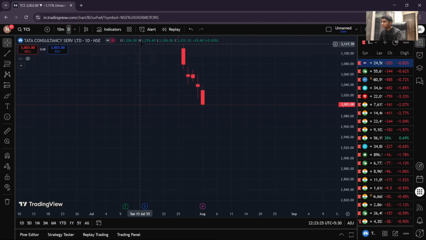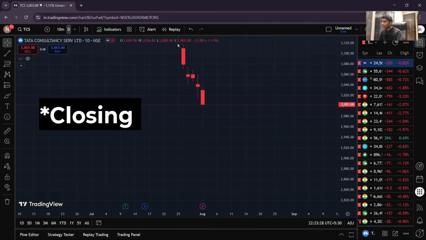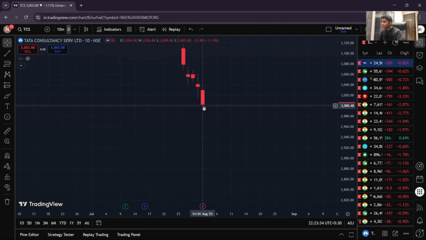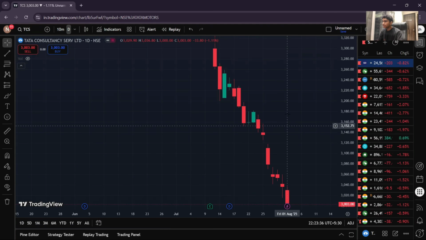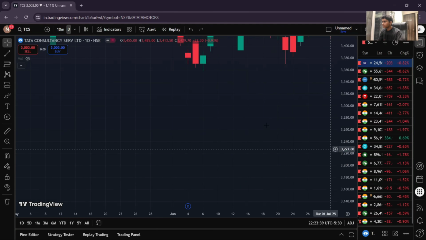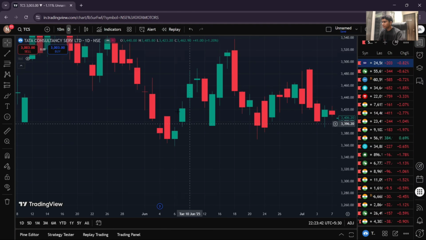H means highest, L means lowest, C means current if you are watching in the live market, and O is the opening. This is a red candle, but I will explain it with a green candle first. Let's see this particular candle. When you drag your cursor to this candle, it shows the details of that candle: it opened at 3400, the high was 3434, and the low was 3390. You don't have to look at current now because it is closed. Current matters only in the live market.